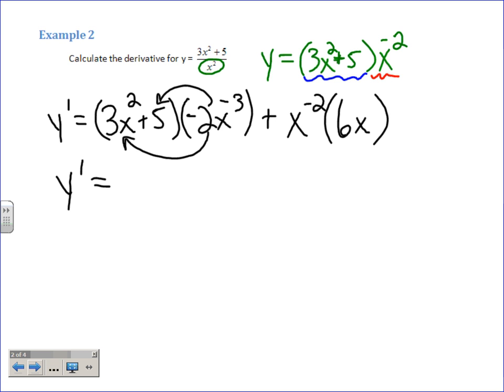Take negative 2x to the negative third times this. So what is negative 2, this one right here, times 3? Negative 6x. Now what do we do? It's a negative third power here and a 2 power there. Very good. You add them, so it's a negative 1. Very good. Well, what's the next term?